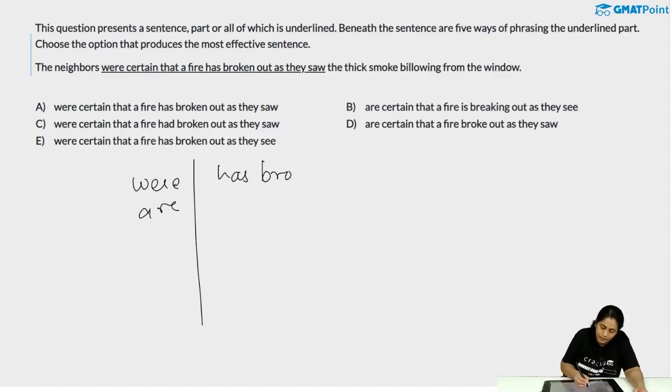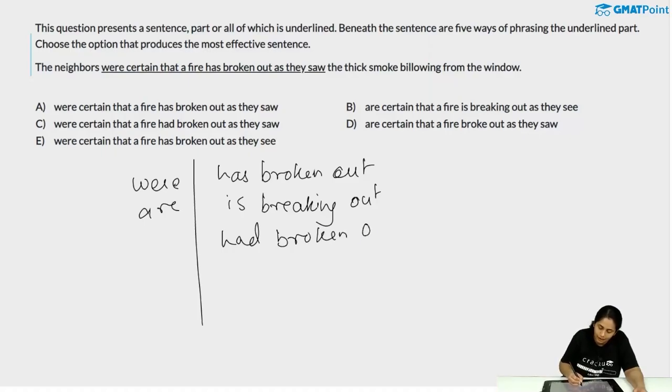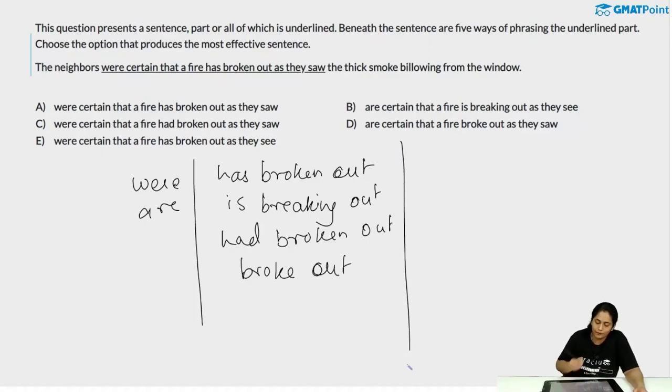So you have has broken out as one of the options, is breaking out as one of the options, had broken out as one of the options, and broke out as one of the options, and again has broken out as in the first sentence. So these are the four options that are there for the middle part. And then you have as they saw, as they see. So you have the option between saw and see.